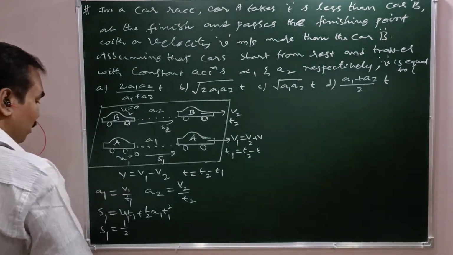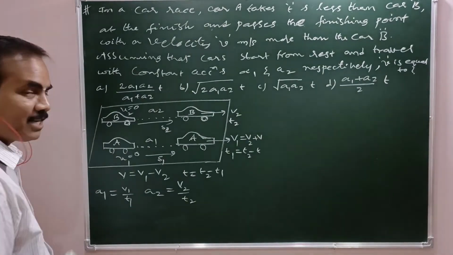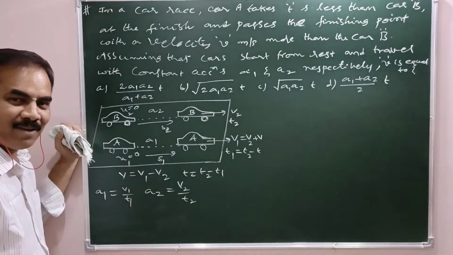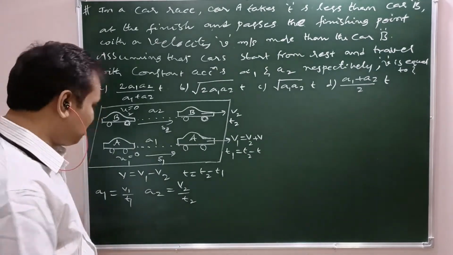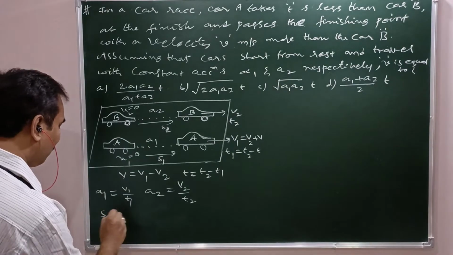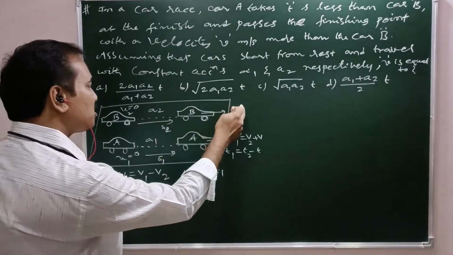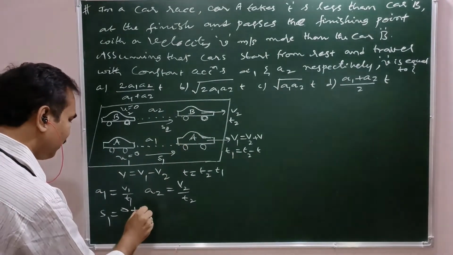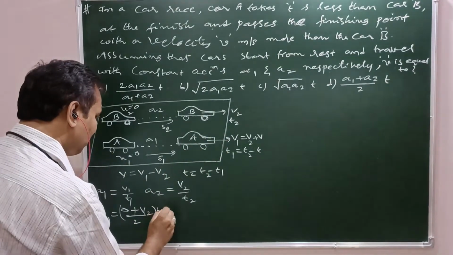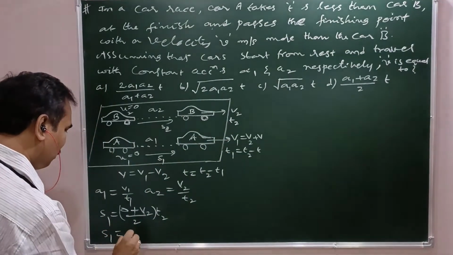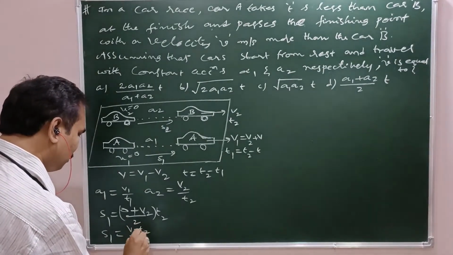Otherwise, we can take one more relation also. What is that relation? That is average velocity into time. Displacement equals average velocity into time. Otherwise, distance equals average velocity into time, provided acceleration is constant. So s equals initial velocity plus final velocity by 2 into t. That is 0 plus v2 by 2 into time t2, so s equals v2 t2 by 2.